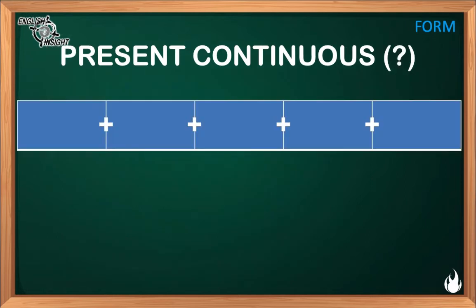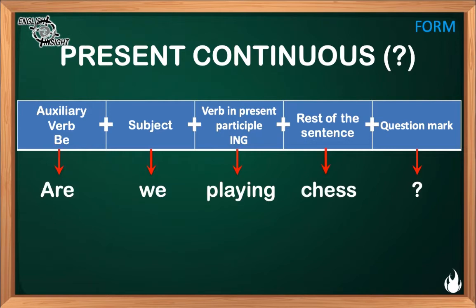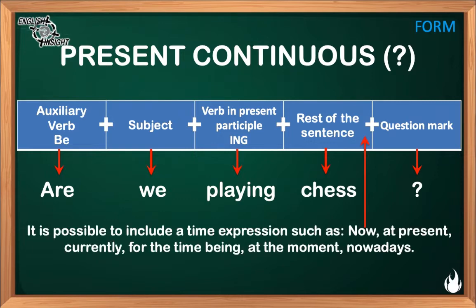Present continuous interrogative. In this case, we commence with the auxiliary be, then the subject, the verb in present participle, it is to say ing, the rest of the sentence, and of course, the question mark. For example, are we playing chess? And the sentence may include time expressions.